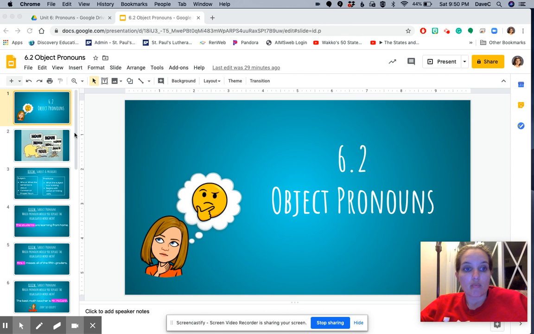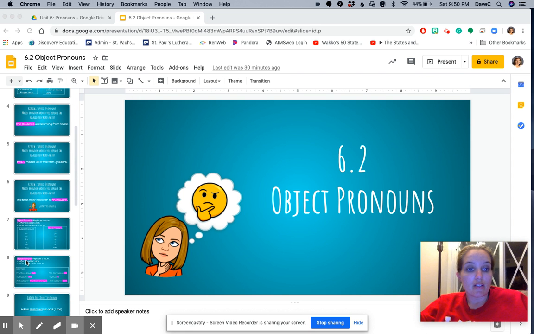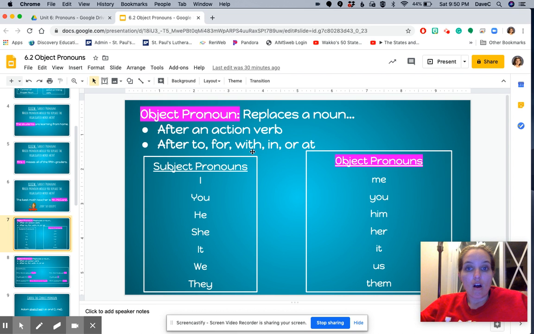Now, I think object pronouns are a little bit easier than subject pronouns because I'm going to skip down here a little bit. Object pronouns always replace a noun after an action verb. So you don't have to worry about linking verbs. You can just focus on action verbs. And action verbs are a little bit easier to identify. They are those words that show an action. So anything that you could do would qualify as an action verb.